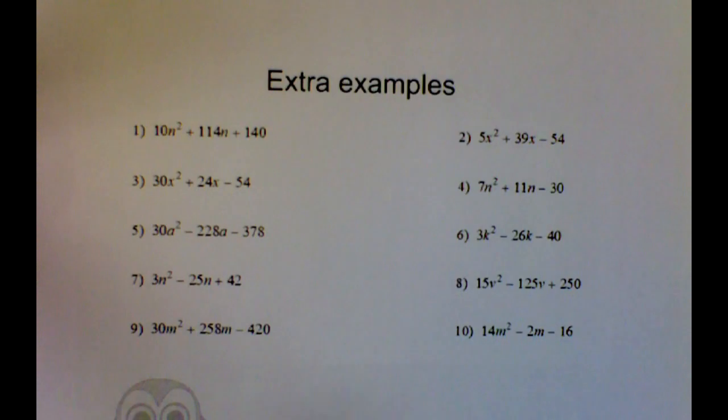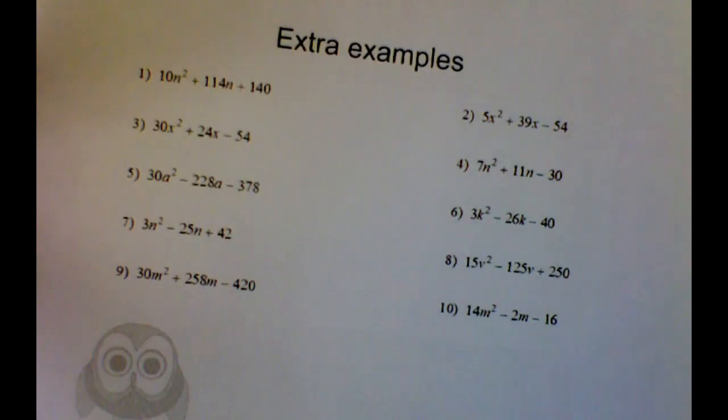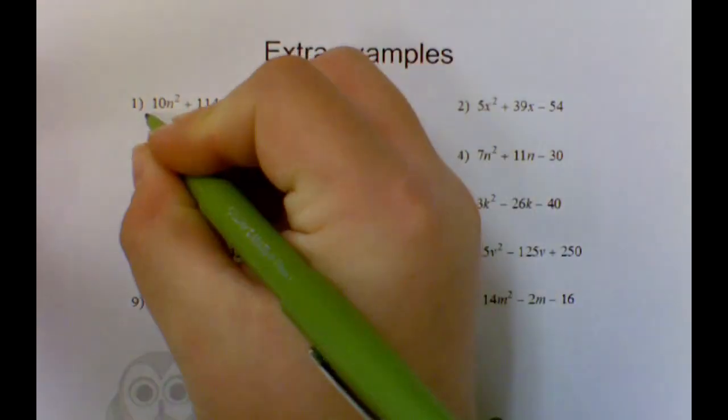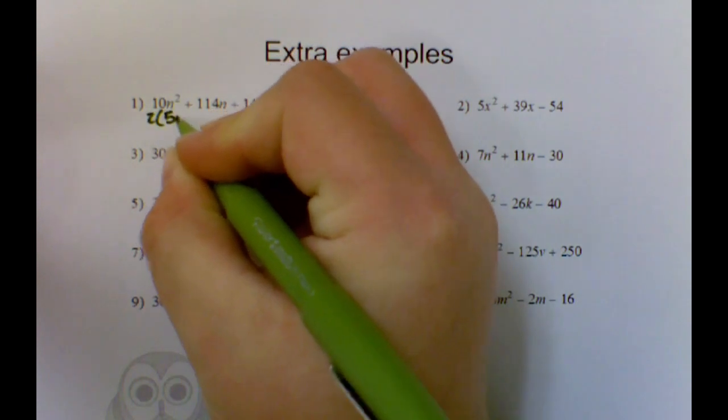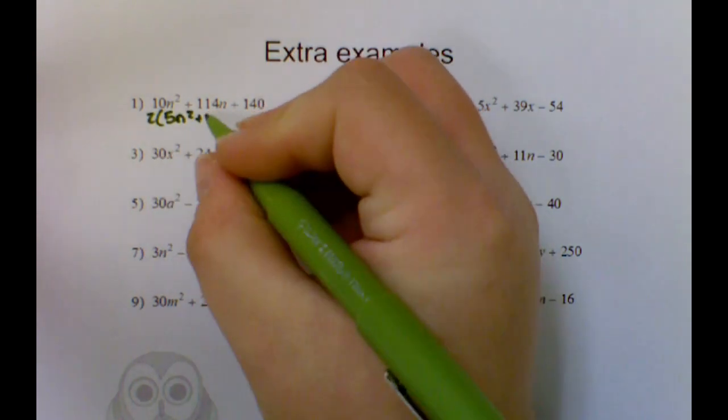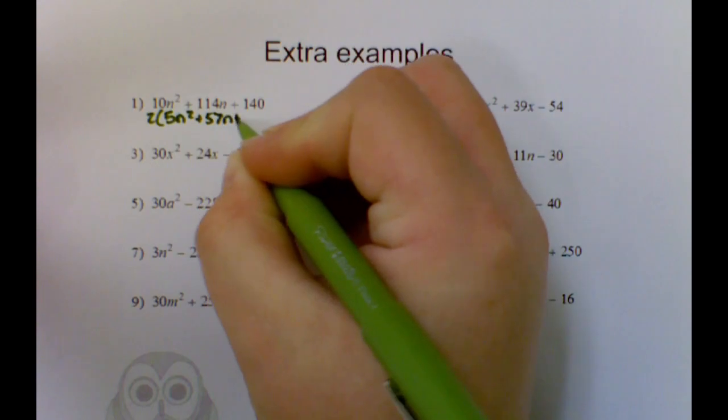All right, so a few more examples here, well, 10 of them. I'm going to go through kind of quickly. First one, 10n squared plus 114n plus 140. I'm going to start with the GCF. I know they're all even, so I'm going to take out a 2. That leaves me with 5n squared plus 57n plus 70.